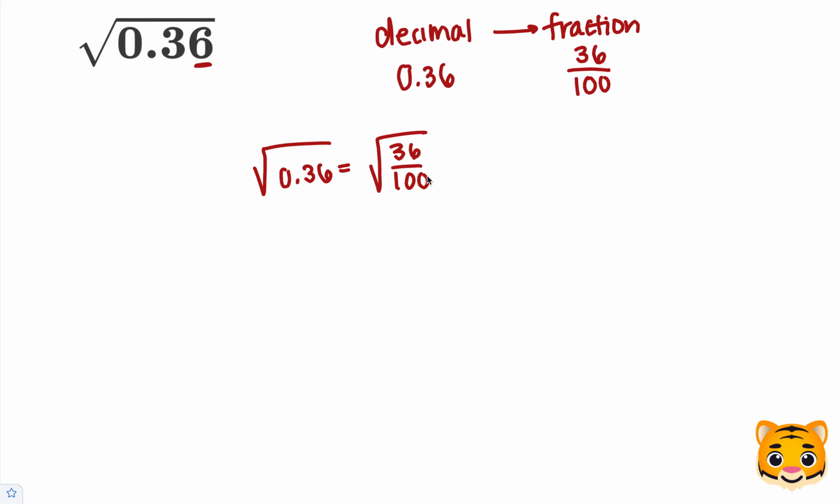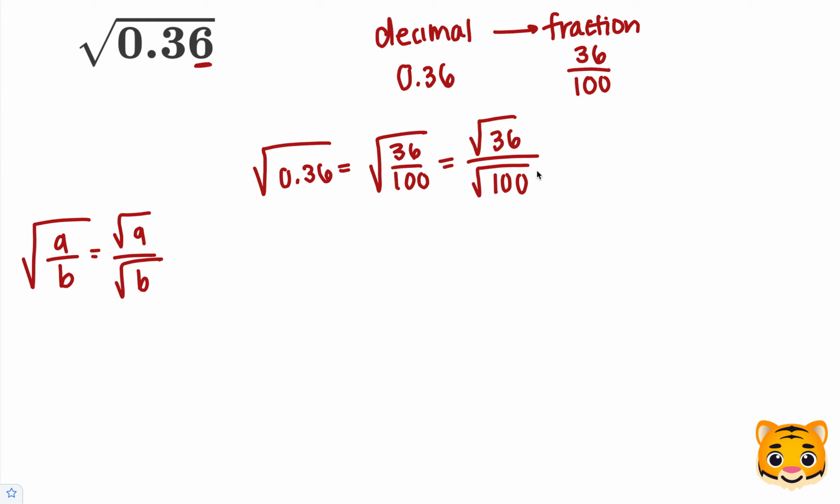Before we continue, we need to review an important math rule, which is that the square root of a over b is equal to the square root of a divided by the square root of b. This means that if we have a fraction inside of a square root, we can rewrite it as the square root of the numerator divided by the square root of the denominator. Using this rule, we can rewrite the square root of 36 over 100 as the square root of 36 divided by the square root of 100.